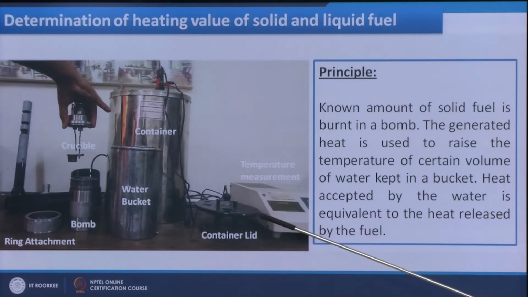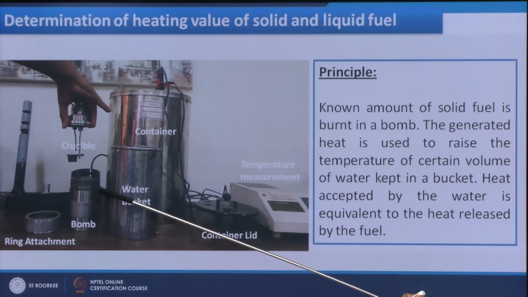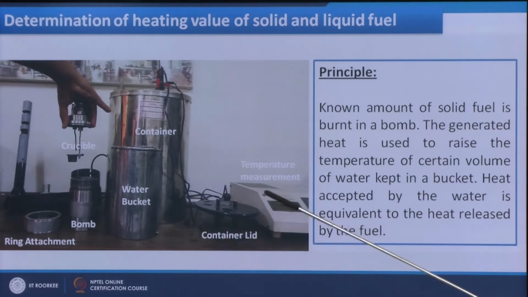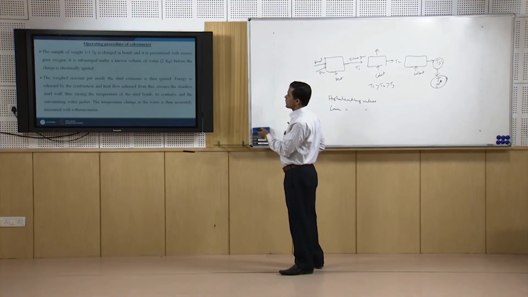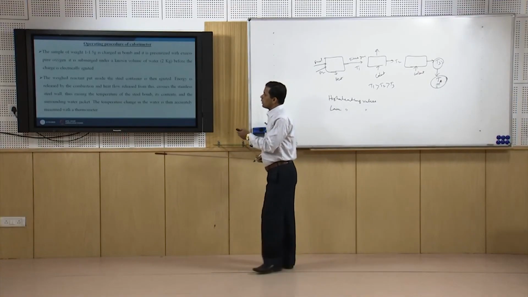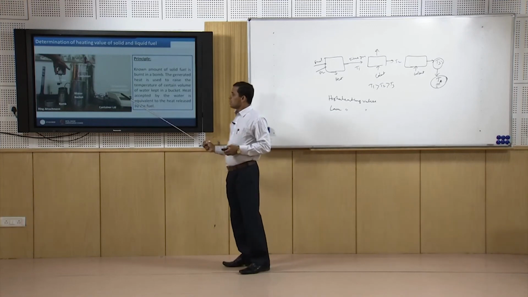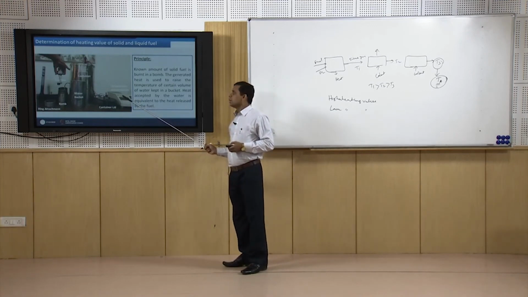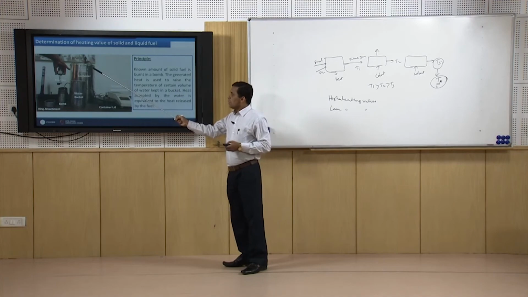Then we will ignite the material through this electric circuit. Fuse wire and or threads will be used, and this is the temperature measurement instrument, a thermocouple, with the water bucket, and the temperature measurement will be done. So, these are the steps, and we will reach the equilibrium temperature.